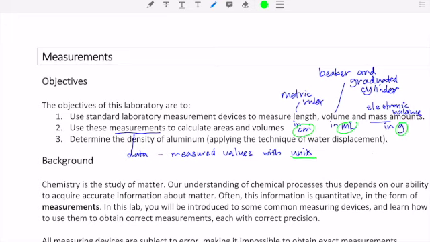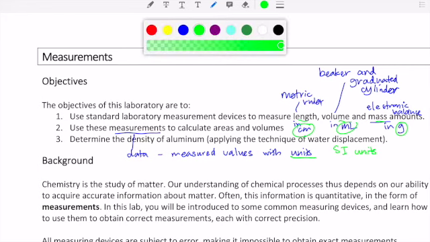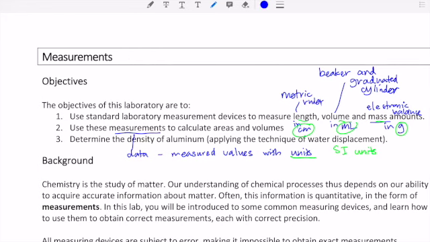Those are units, and those are the SI units that are used in science and math to measure length, volume, and mass. Okay, so they're used in science and physics, and in Europe and in Asia. And we're also going to be doing conversions between the SI units to the English units.